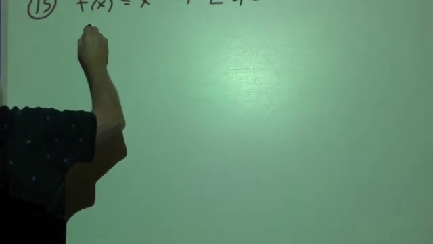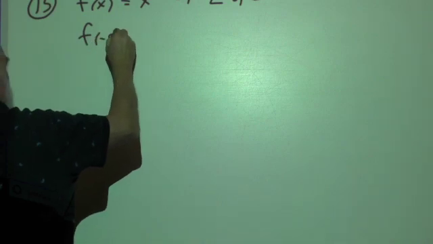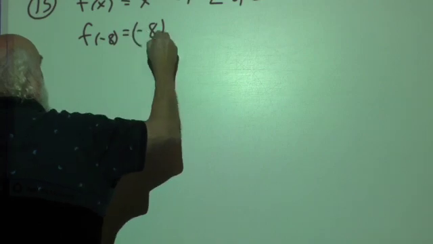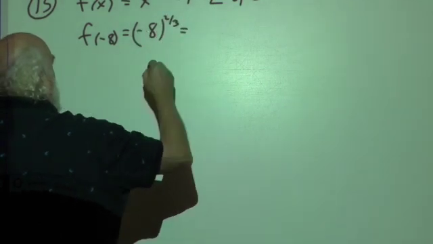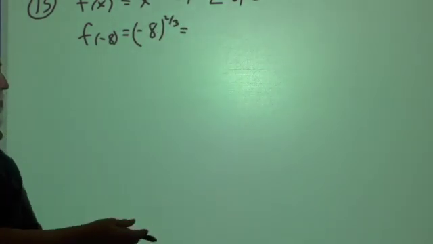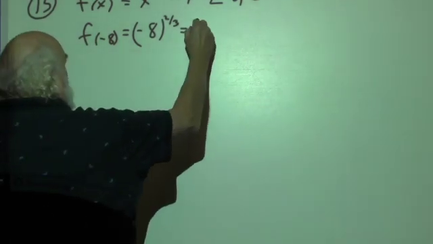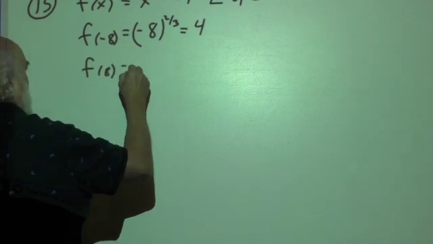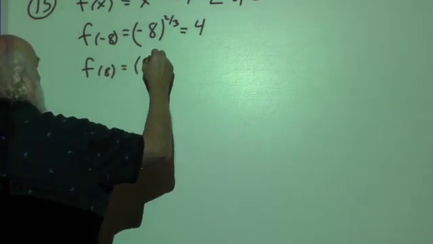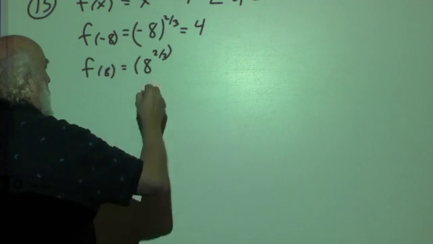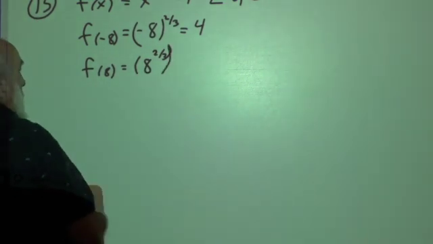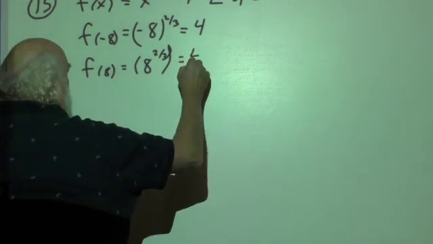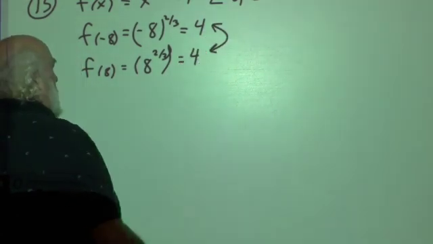So, take the function of -8, and that's going to be -8 to the 2/3 power. Well, the cube root of -8 is -2, and -2 squared is positive 4. So do the same thing with positive 8. It was 8 to the 2/3 power. And the same thing, cube root of 8 is 2, to the 2nd power is 4. So these two are equal, so that's looking promising.